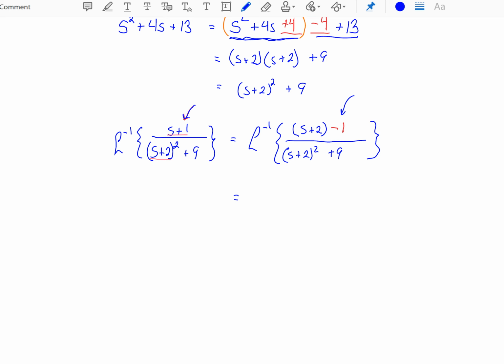And now I want to use the fact that the Laplace transform preserves vector addition, and I'd like to rewrite this as the inverse Laplace of s plus 2 over s plus 2 squared plus 9 minus the inverse Laplace of 1 over s plus 2 squared plus 9.